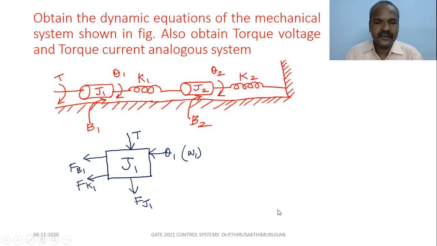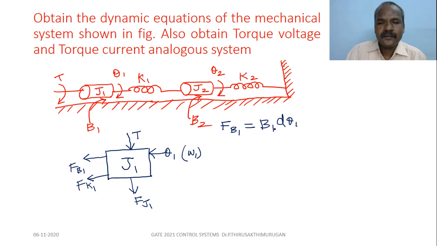Then you first mark the various forces acting on the J1. Okay, then write the relations. So what are the relations? Force due to B1. What is the force due to B1? So B1 d theta, it is purely in the theta 1. Okay, so B1 d theta 1 by dt.